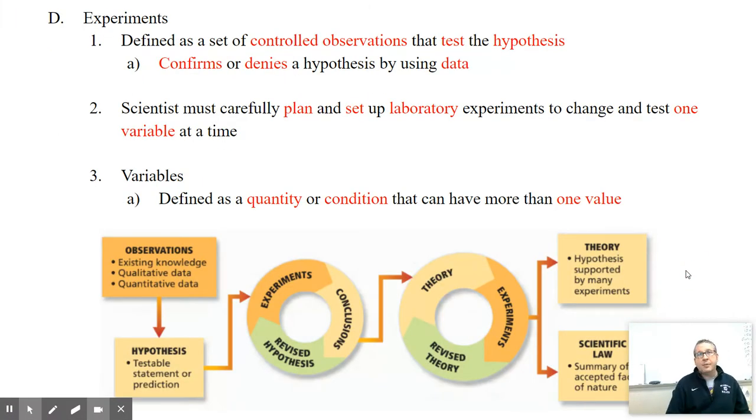So after you form your hypothesis, you then go into experimentation. Your experiments are defined as a set of controlled observations that test the hypothesis. This is either going to confirm or deny a hypothesis by using data. And I actually like to use the words support or not support your hypothesis. Scientists must carefully plan and set up laboratory experiments to change and test one variable at a time.